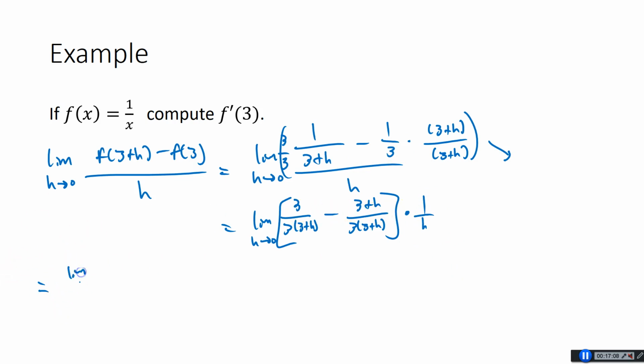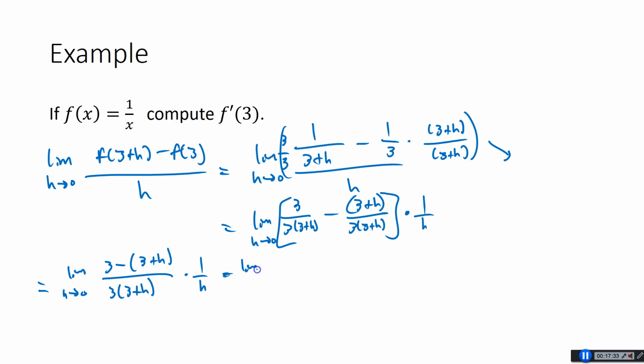So the limit as h approaches 0. Now I know all of you would distribute that negative accurately across the top because it's a fraction. When you subtract a fraction, you have to subtract the entire numerator. So I'd have 3 minus parentheses 3 plus h, divided by 3 times 3 plus h, times 1 over h. Don't drop this h. A lot of times people will forget about it. They'll only deal with the numerator and forget about the denominator.